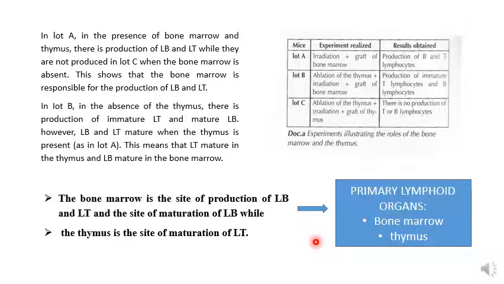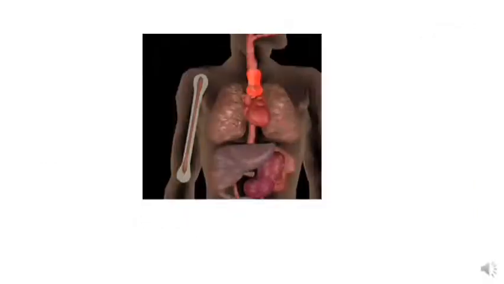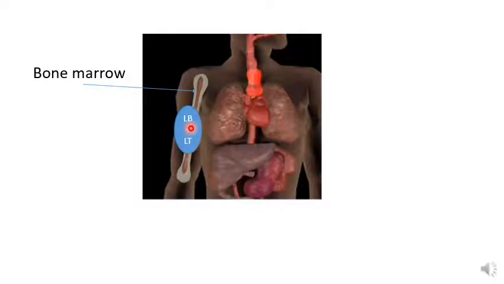The primary lymphoid organs are then the bone marrow and the thymus. They are the site of production and the site of maturation of LB and LT. You see in this figure, this is the bone marrow, this tissue found inside the bone, and where LB and LT are produced. Here is the thymus, a small organ located at the level of the chest.